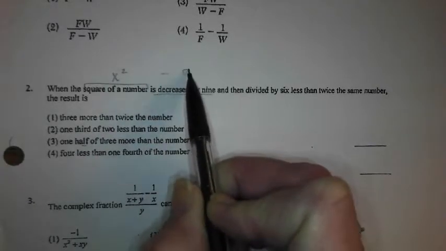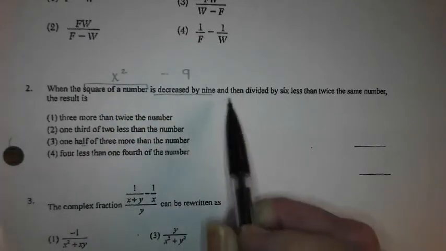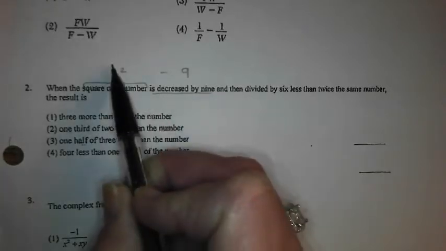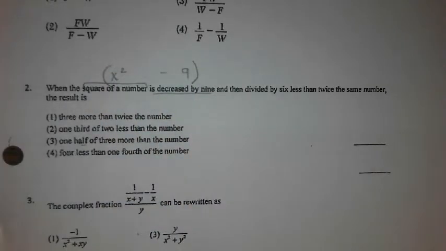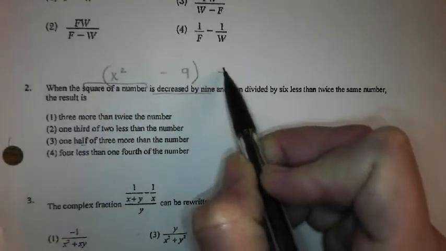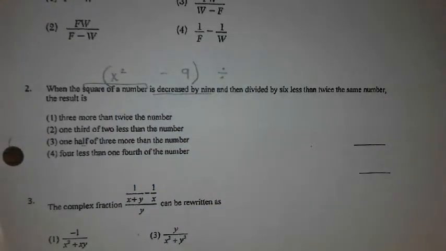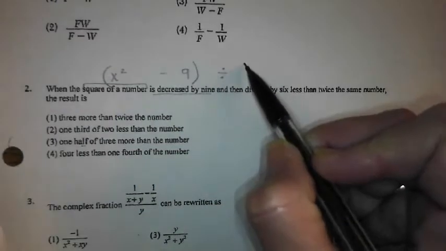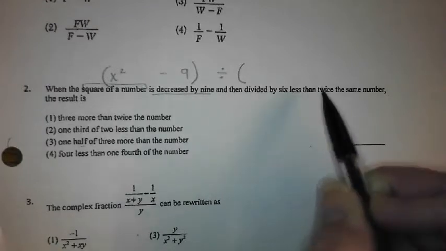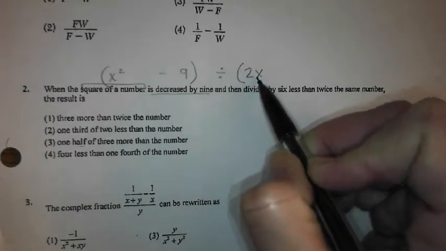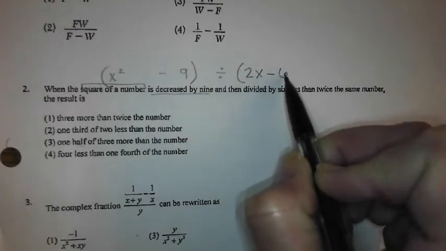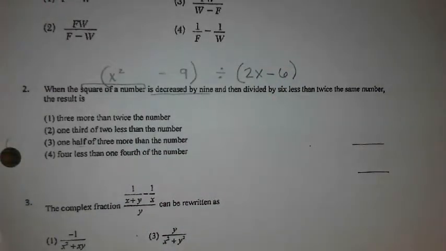so there it is being decreased by 9, and then divided. So "and then" means this has to be done first. And then it's divided by, not just divided by 6, it's divided by the quantity 6 less than twice the same number. There's twice the same number and there's 6 less than it. And it wants to know the result.